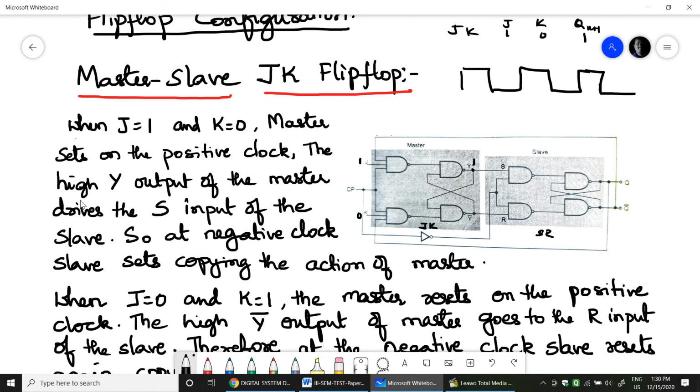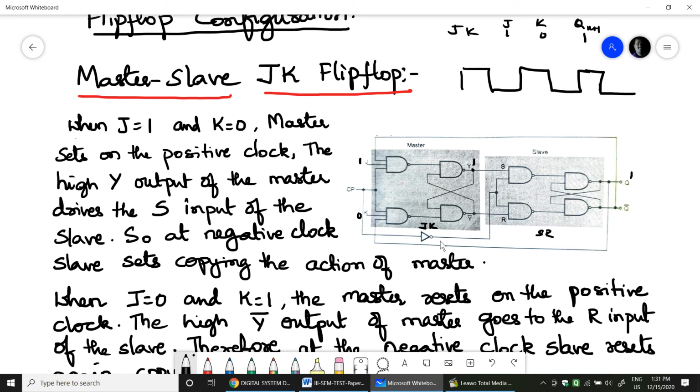Now this high Y output of the master drives the S input of the slave. At the negative clock pulse, the slave works, always on the negative clock pulse, because the clock pulse is connected through a NOT gate and given to the SR flip-flop. A complement of the clock pulse is given as input to the SR flip-flop. Therefore, at the negative clock pulse, the slave will set, copying the action of the master. S will be equal to 1, therefore this slave flip-flop will be under set condition.